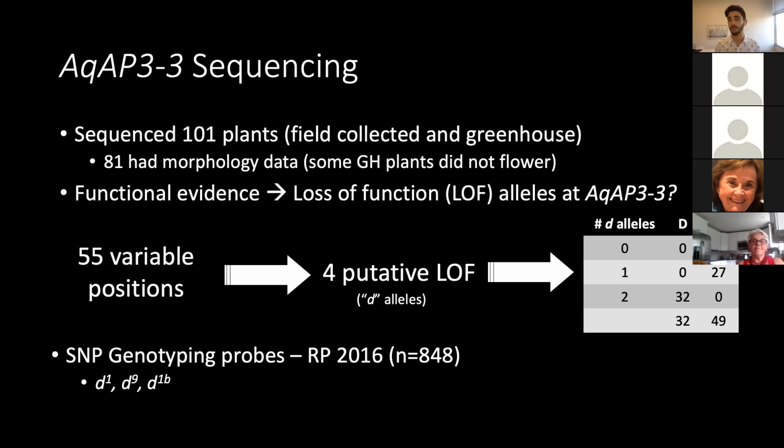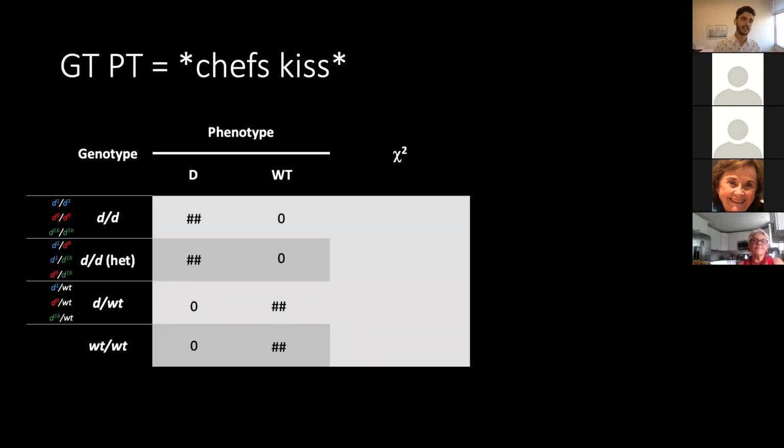So we expanded to the entire population, 848 samples, every flowering plant from the field season in 2016. And we designed a few more of those SNP genotyping probes I mentioned earlier for the two 1 base pair deletions and the 9 base pair deletion. We couldn't really design one for that 600 base pair deletion. Now, our assumption is that if the genotypes at AP3-3 are causing the phenotype, and it's recessive, then every Dahlia plant will have some combination of 2 Dahlia alleles, and every wild type plant will have either 1 or no Dahlia alleles.